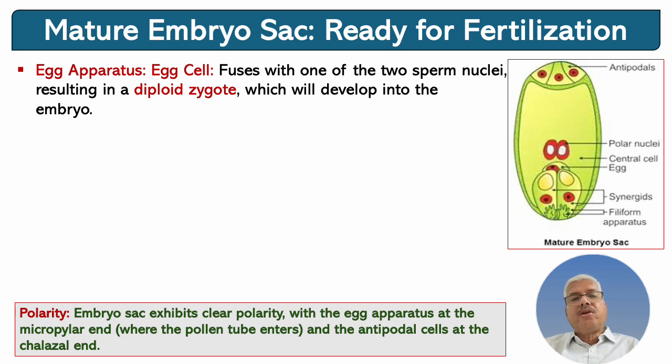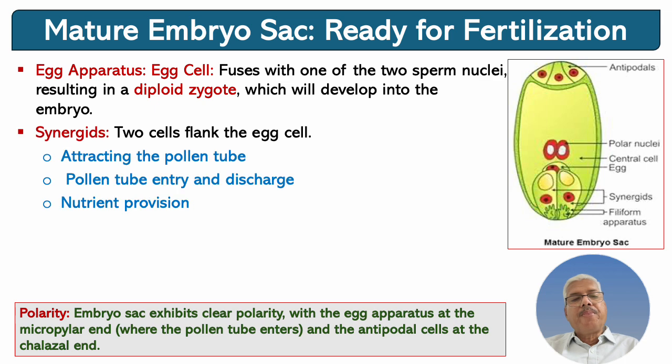The egg cell is the female gamete. It is the cell that fuses with one of the two sperm nuclei from the pollen tube during fertilization. This fusion results in the formation of a diploid zygote, which will develop into the embryo.